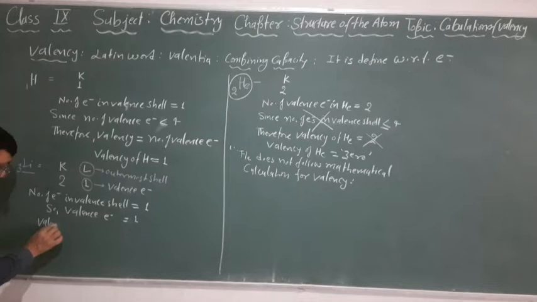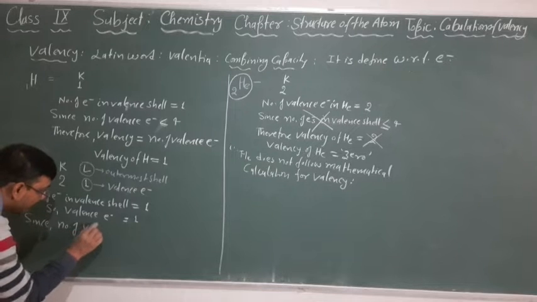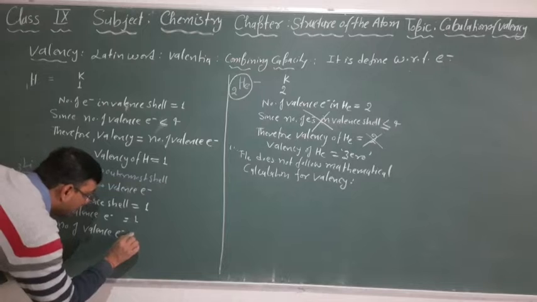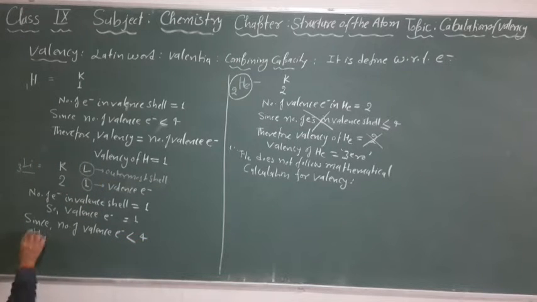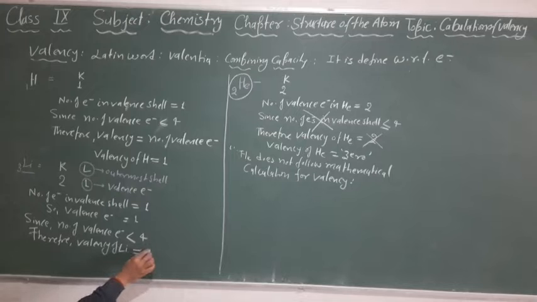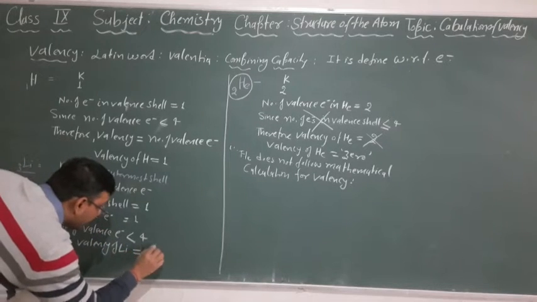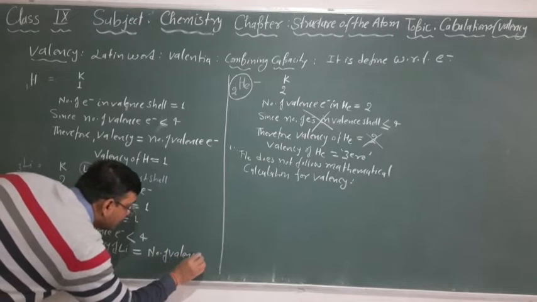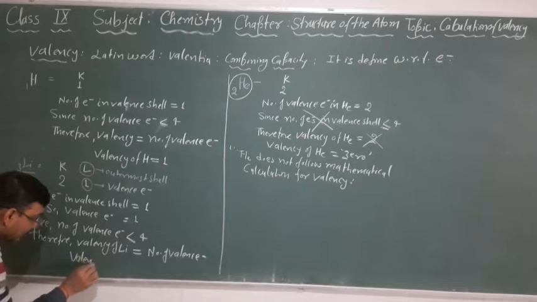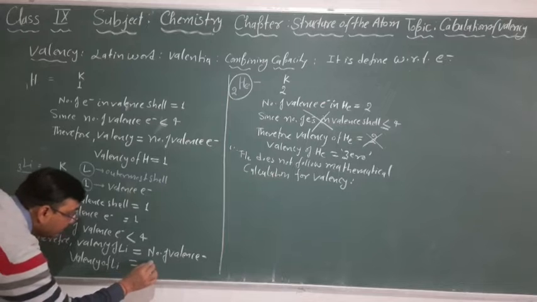Valency. So what will be the valency? Since the number of valence electrons is less than 4, here we write: since the number of valence electrons is less than 4, therefore the valency of lithium is equal to the number of valence electrons. So the valency of lithium will equal 1.